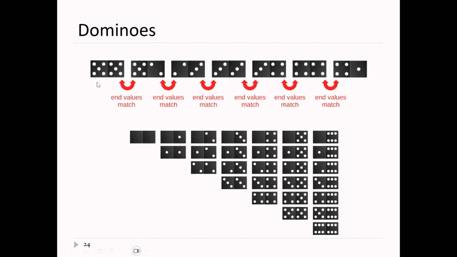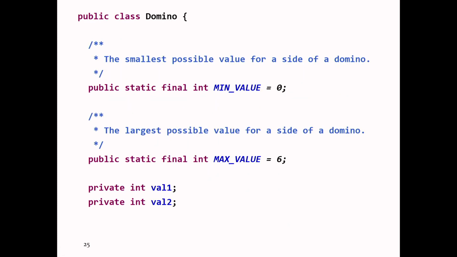And so in a standard set of dominoes, you can have a side that has a value of 0, and the maximum value is 6. Right? And that's just showing you the standard set of dominoes there. Right? So if you wanted to make a class that represents a domino, it's pretty straightforward. Right? Every domino has two sides, so it has two values, which I'm calling value 1 and value 2.